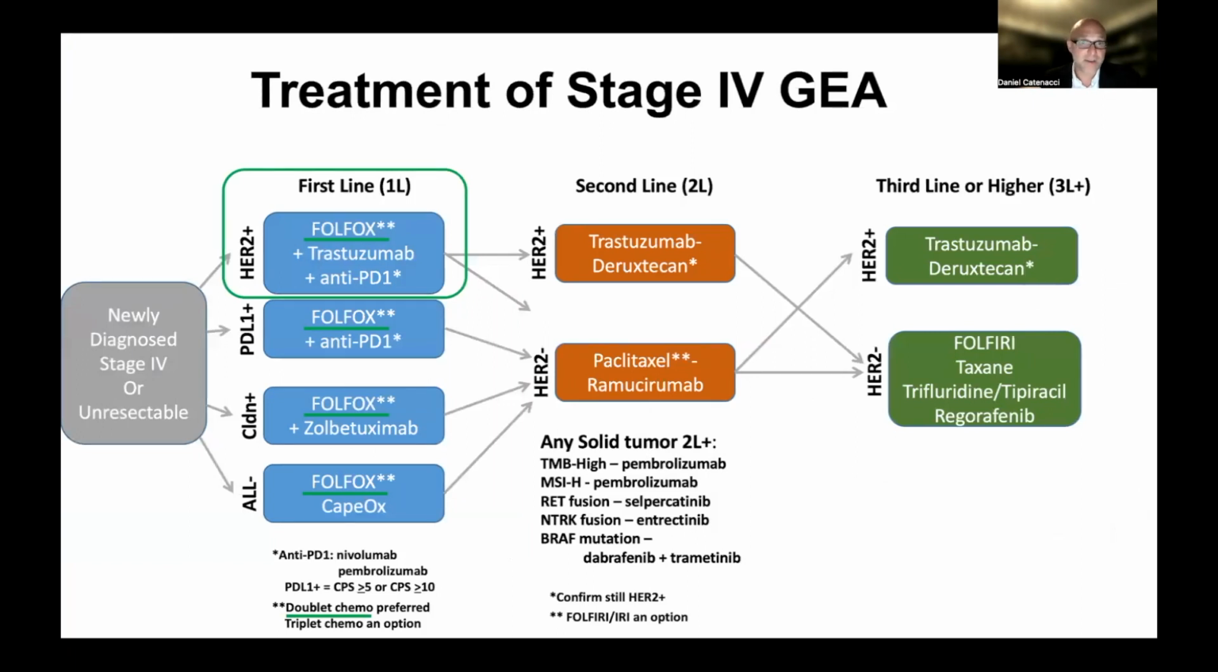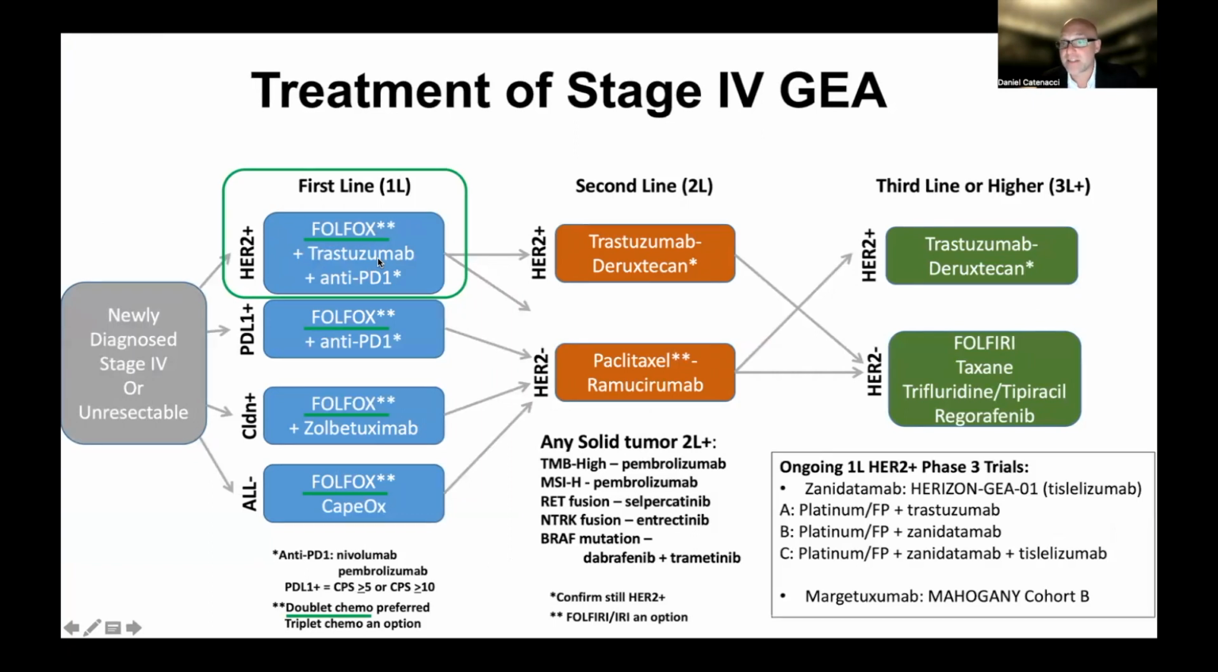So in summary, we've talked about the first line setting for HER2 positive cancer. What is HER2 positive? How's that determined? And what is the standard therapy and why, with or without anti-PD-1 therapy? Upcoming studies that are ongoing, large phase 3 studies, include the MAHOGANY Cohort B with margetuximab. But in addition to that is a study called the Horizon study, looking at yet a different PD-1 therapy called tislelizumab, along with zanidatimab, that antibody that binds to both HER2 and HER3.